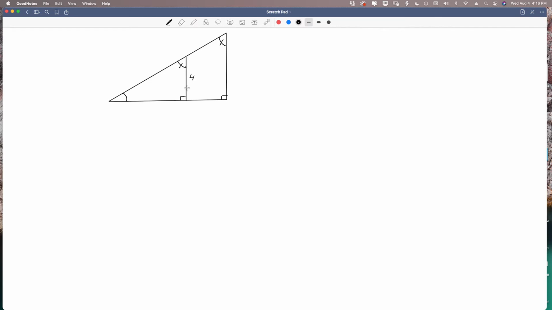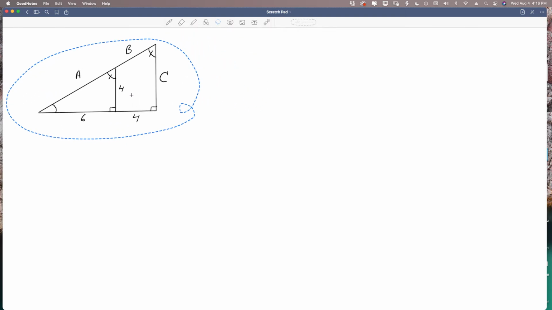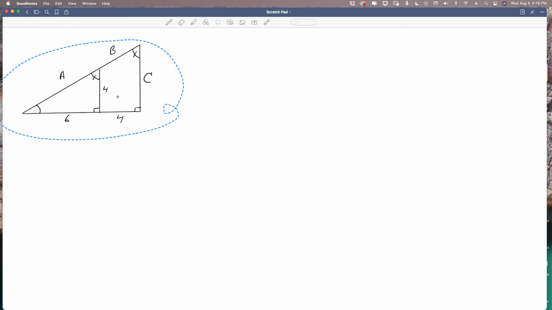So now they're going to give us some dimensions. This is 4. This is 6. This is 4. This is A. And this is B. And this is C. What? We don't have that third on the small triangle. And we don't have anything on this side at all. How are we going to do this? Okay, let's put on our thinking caps. Let me drag this over here so we have some room. And let's think about it for just a minute.